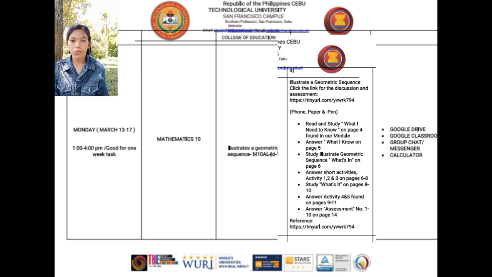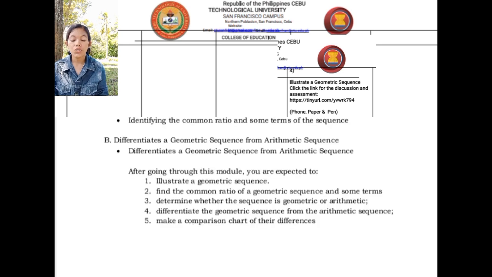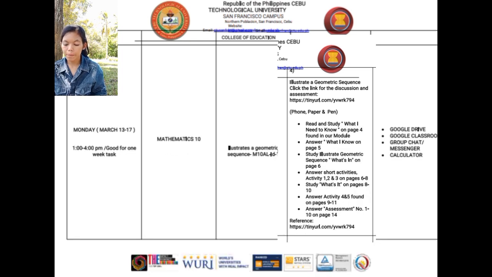So before we proceed to our discussion for today, let me first discuss what are the learning objectives. So first, at the end of this lesson, the student will be able to illustrate a geometric sequence and find the common ratio of a geometric sequence and some terms. So like an arithmetic sequence, you are going to illustrate and find the common ratio. Dili na difference, ang difference is arithmetic sequence na siya, ha, and some terms.